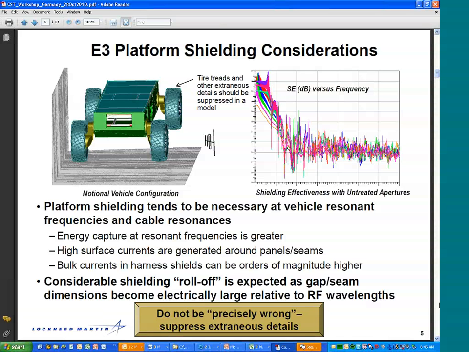So platform shielding is very important at resonance, where the energy capture of the system is greater, and you have higher surface currents driving joints and seams and wire harnesses. And so you do get the roll-off, and so all these things in a model need to be looked at. And with lightning, you don't have to look at the higher frequency, slightest seams and apertures. You're mostly looking at apertures and seams that are conducting lower frequency currents.